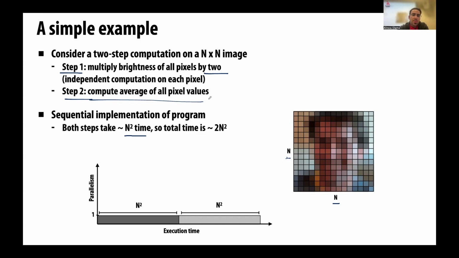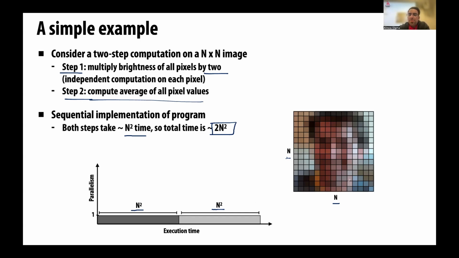So compute the sum and then divide it by the number of pixels, right? So in total, if you execute this program sequentially, then your complexity is 2n squared. Okay? So you have n squared time for the first step and then n squared time for the second step. All right? So now assume we have, so this is the question for you.